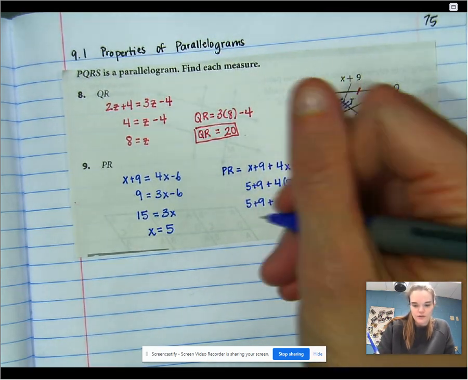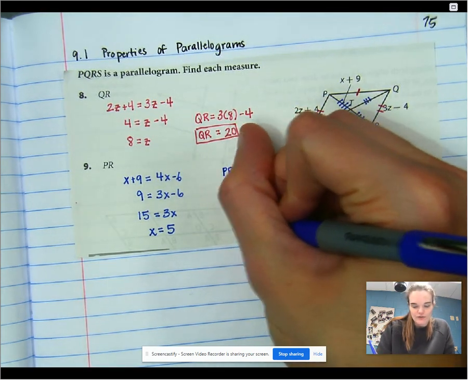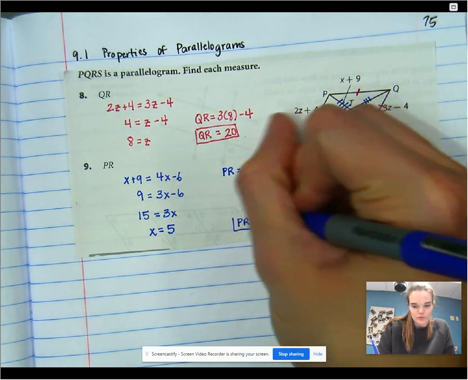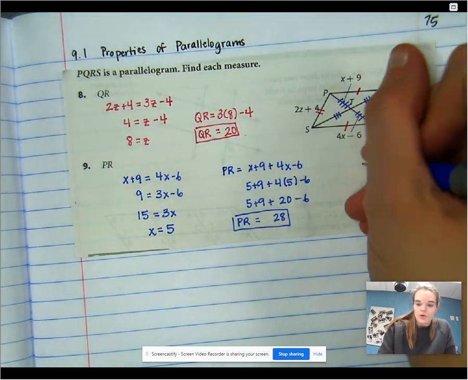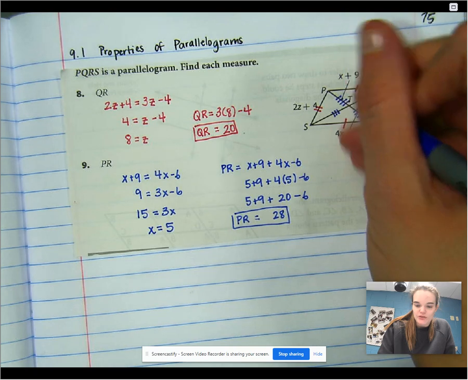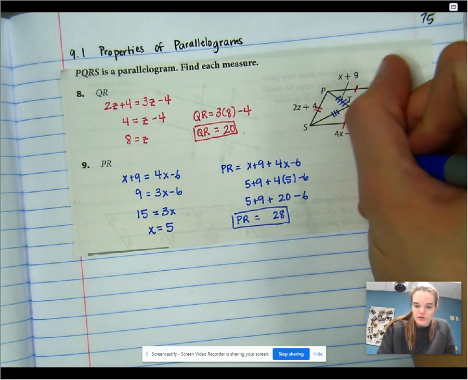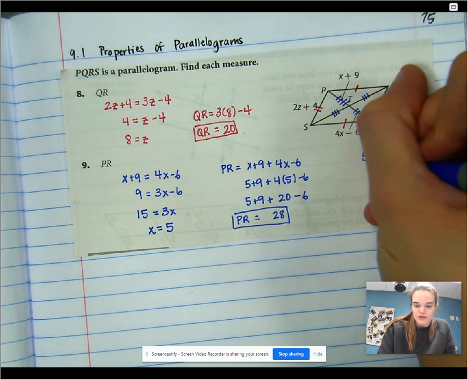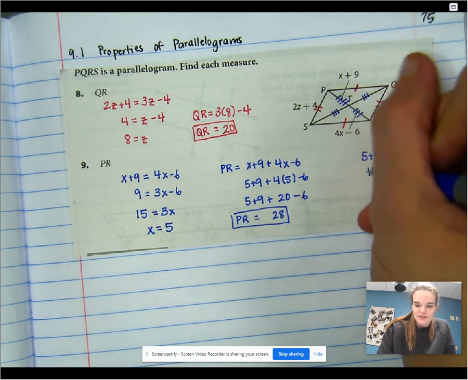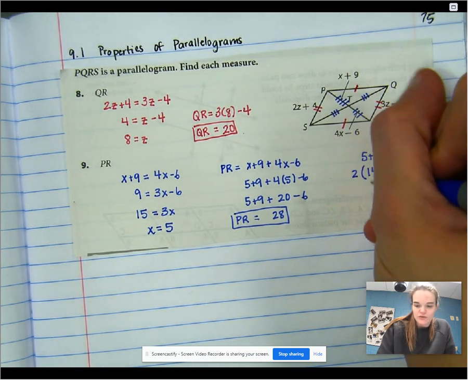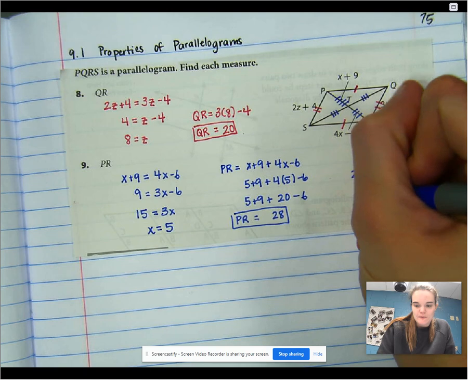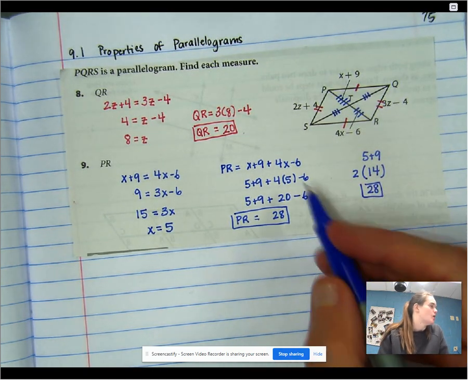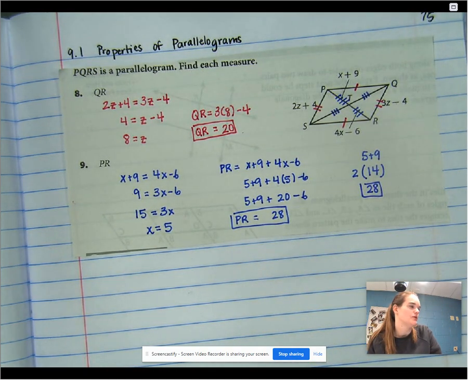Or, so you do not have to do this one. I'm just doing this one to show you that there's more than one way to do it. Or you could have done x plus 9, so 5 plus 9, which is 14. And since it's bisected, that means the whole thing is double, so it's 28. Either way works. You only obviously have to have one. I just want to show you that both ways work.